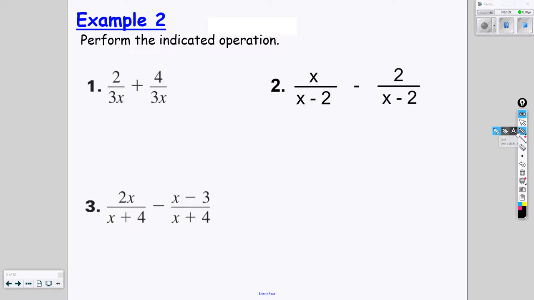We're going to skip 1 and 3 here, and we're just going to do 2. If we take a look at this, we have x on x minus 2 minus 2 on x minus 2. So they have the same denominator, so we can combine these. And we'll get x minus 2 on x minus 2, and anything divided by itself is going to be 1. So it simplifies to be 1. Awesome. Moving on to example 3.